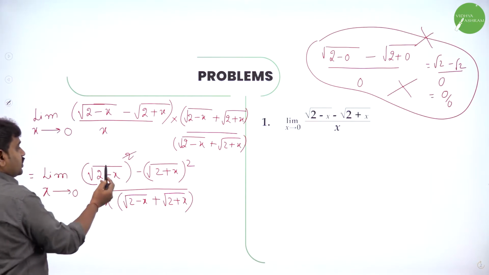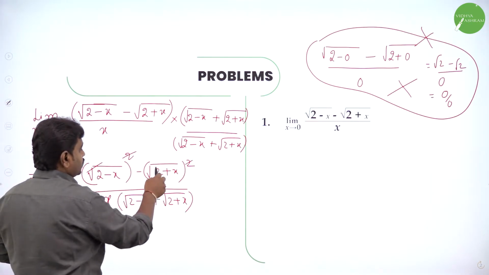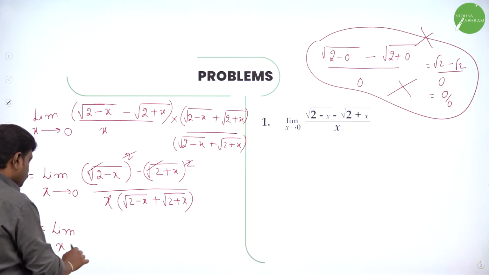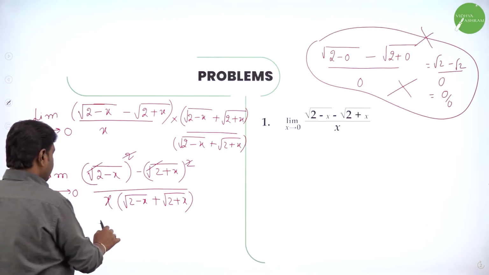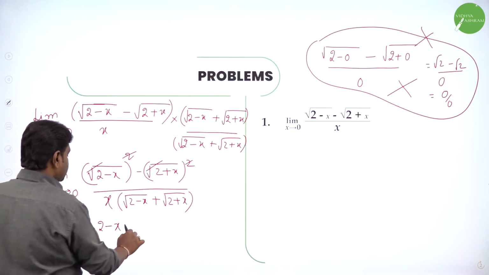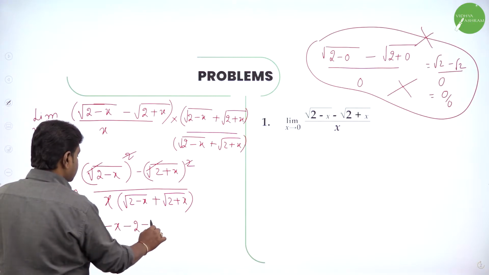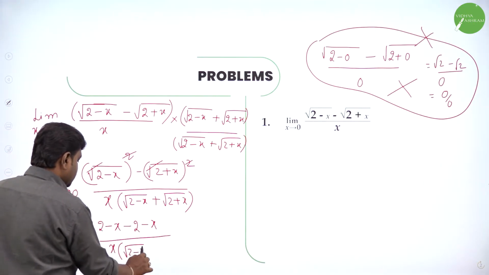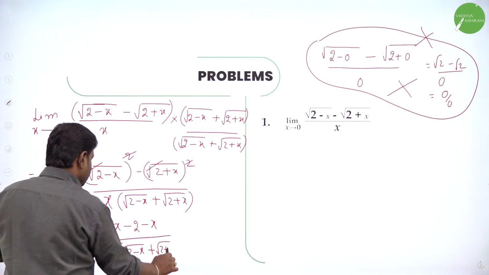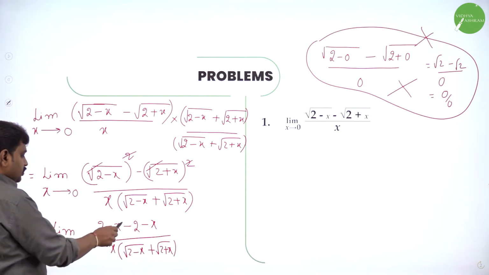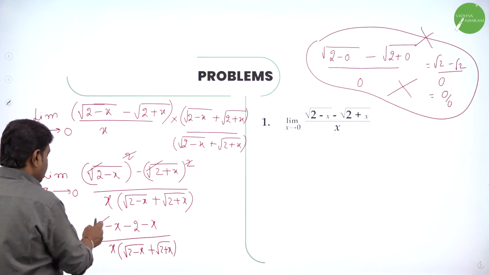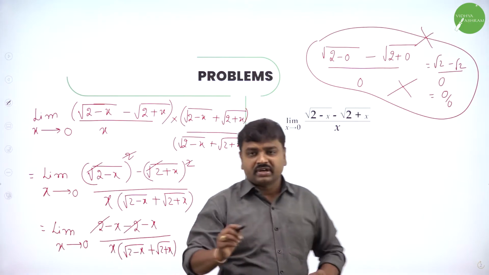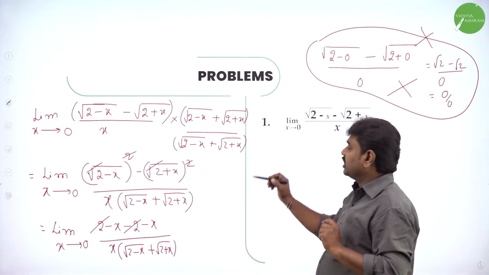Further, square root cancels. Then limit x tends to 0, 2 minus x, open the brackets, it will become minus 2, plus into minus minus x divided by x into root of 2 minus x plus root of 2 plus x. Now minus x plus 2 minus 2 cancels. So you can see we are rationalizing and we are simplifying. Still we have not applied limit.